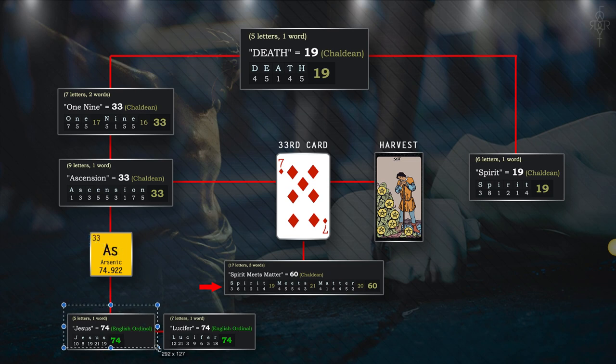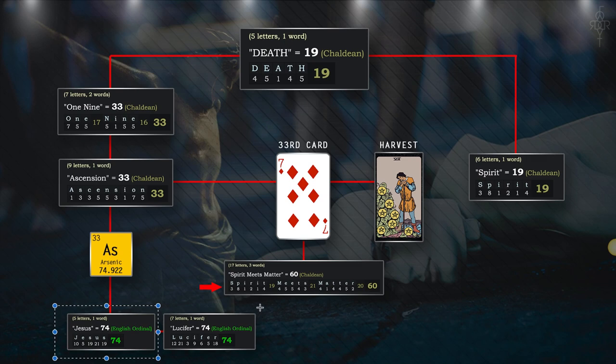What's crazy about this, folks, the tie-ins, is that Jesus was crucified at the age of 33. And his name in numerology, through the English cipher, equals 74. So you can see Jesus is right there in arsenic. Arsenic is poisonous, folks. If you're going to kill somebody off, you're going to maybe give him a dose of arsenic. And how fitting that the Christ was crucified at the age of 33 and his name is 74.